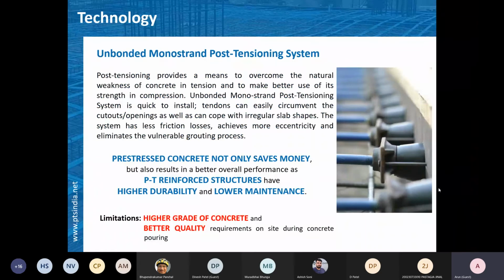To give a brief introduction about this technology, it will look like this. This is an icon. There are certain advantages. You can go through our website for those advantages and limitations as well, because the limitations are also on the positive side. We need a higher grade of concrete, and better quality concrete is required. The pouring, and we need to restrict the water cement ratio so that everything is in good shape.